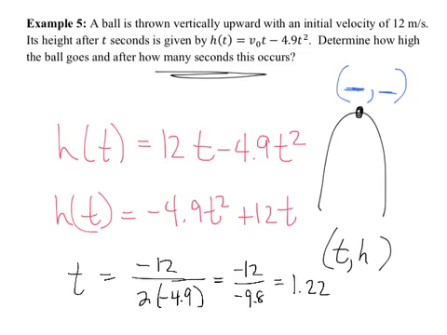Hey, notice what I wrote. I didn't write x equals negative b over 2a, because I don't have x. I have t. Look at the independent variable right here. It's t. So please write t equals. It reminds you that this is the time. So after 1.22 seconds, that's the answer to that part. That's also the x-coordinate.